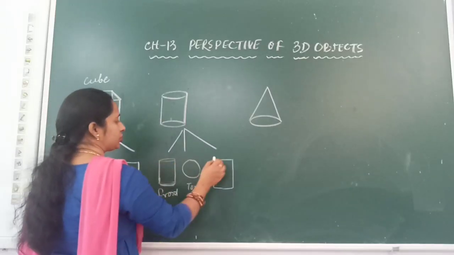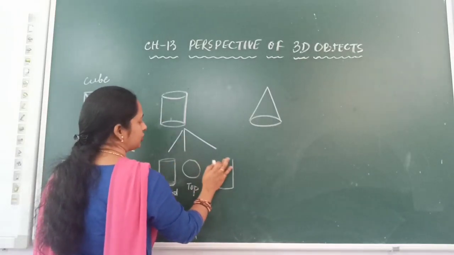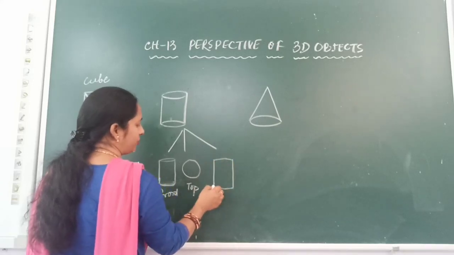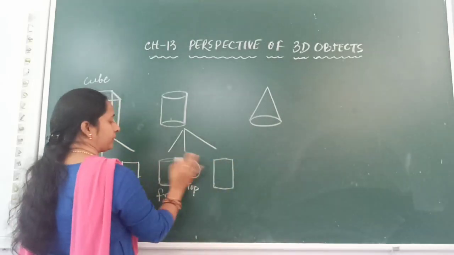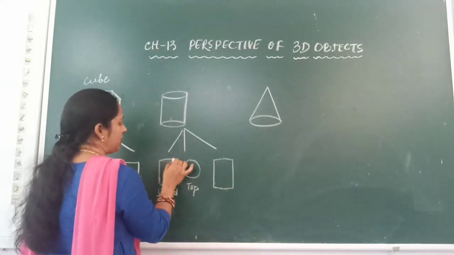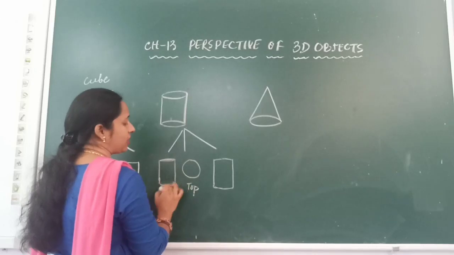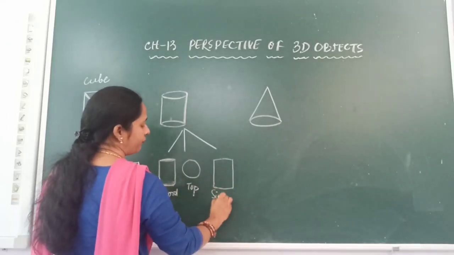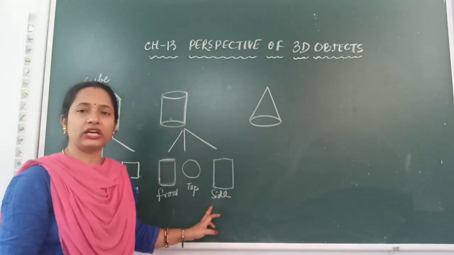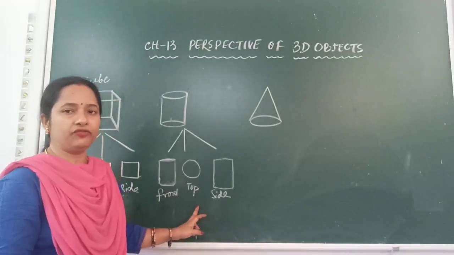Even in the front also, a slight rectangular shape only you will find. Okay, a little bit of curve you may get at the edge, top and bottom, but most probably you will get the same figures for the front view and the side view of a cylinder.